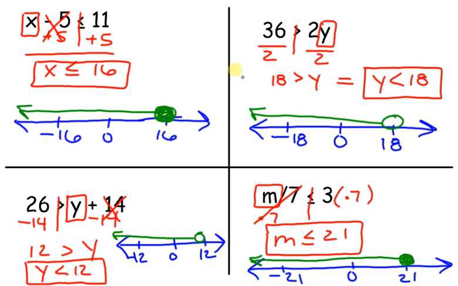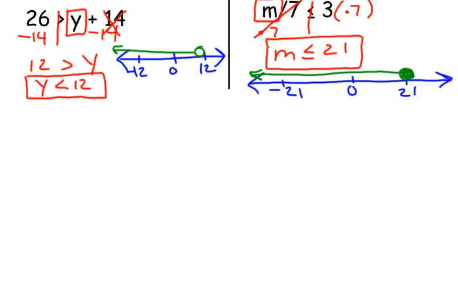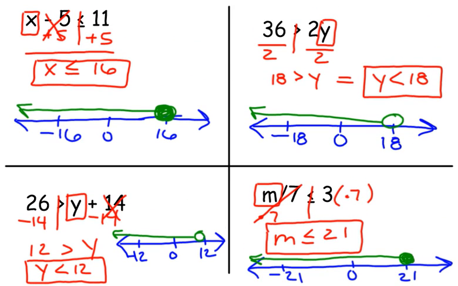And I don't know what order they are on your notes, so I'm talking about this one right here, the 36. So make sure you're looking at the right one. And then the one with the 26 is going to be y is less than 12. And then here's your graph as well, not colored in circle. And then the one with the m divided by 7, that is going to be m is less than or equal to 21. And here's the graph with a colored in circle right there. Okay?